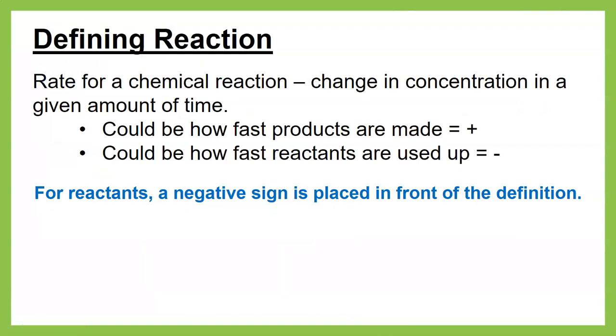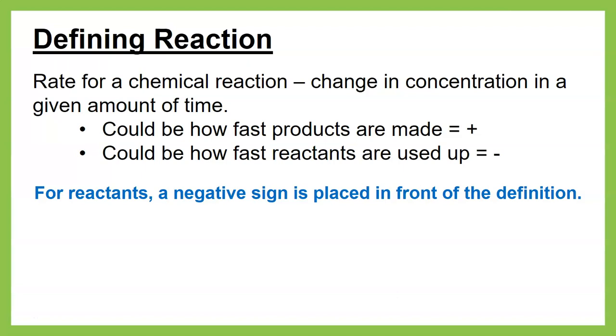If we are measuring how fast a product is being made, the rate is going to end up with a positive value. If we're measuring how fast something's being used up, it would have a negative value. If you think about literally doing the subtraction, right, if you end with less than you started with, final minus initial ends up giving you a negative sign.